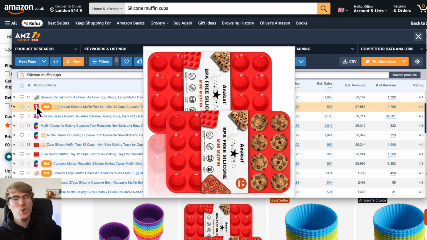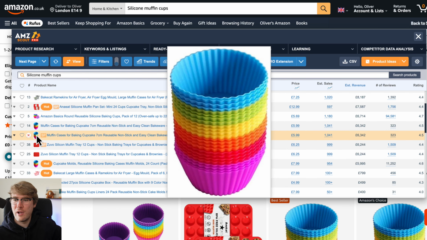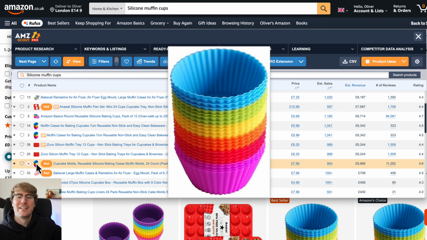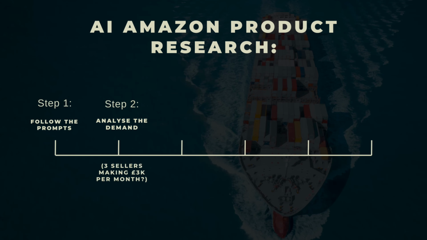This one could potentially compete as a silicone muffin pan. They might choose to buy that instead because it does fix the same problem. So it's a 50-50 because they're not cups, it's a pan, but I'm going to count it anyway. So that's 2. This one, 3, 4, 5, 6, 7, and 8. So we've got 8 people making at least £3,000 a month selling silicone muffin cups. Cool. All right. So there's definitely high demand then.